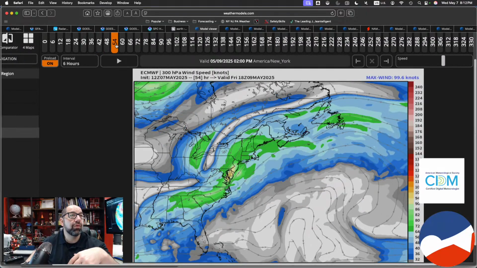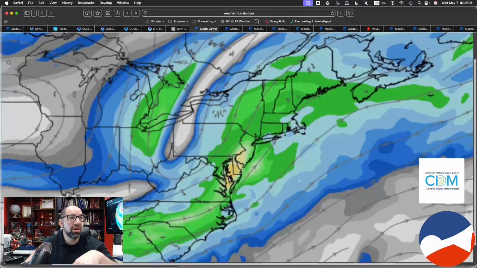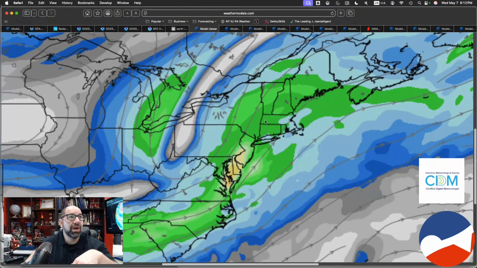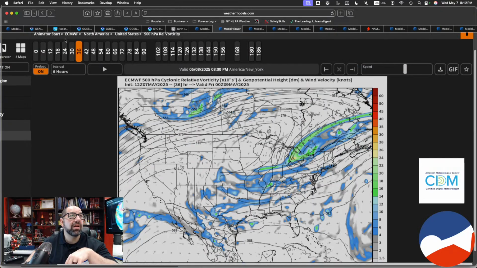And then as we move through Friday, you can see it's starting to intensify, it's starting to get a little bit stronger here. This feature right here is what's going to enhance lifting here. So this is where I like my heaviest rainfall, right here, because this couplet right here will support the strongest ascent in the atmosphere. And then you got another couplet down here that isn't as important, but you can see the setup here playing out very nicely.